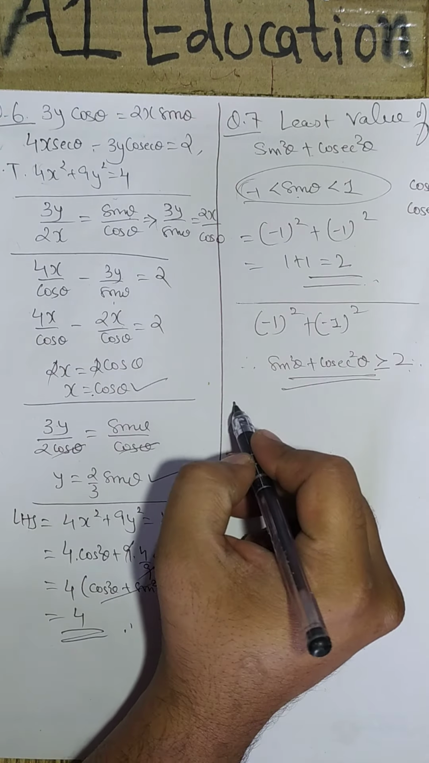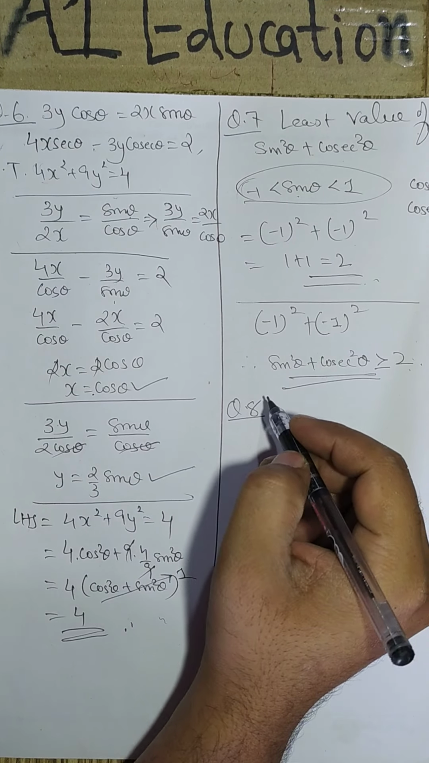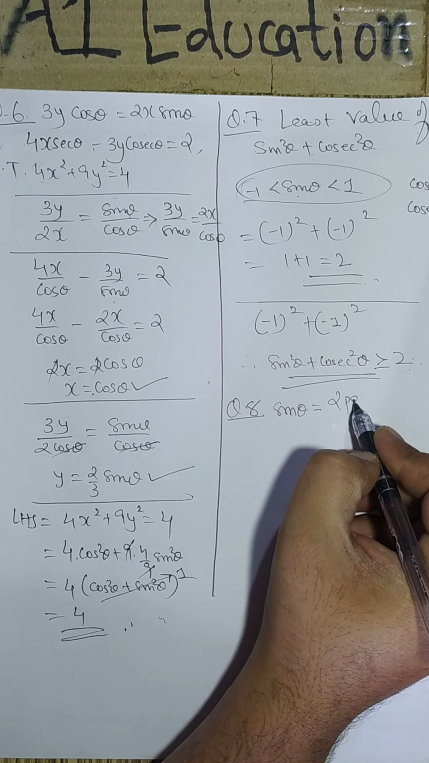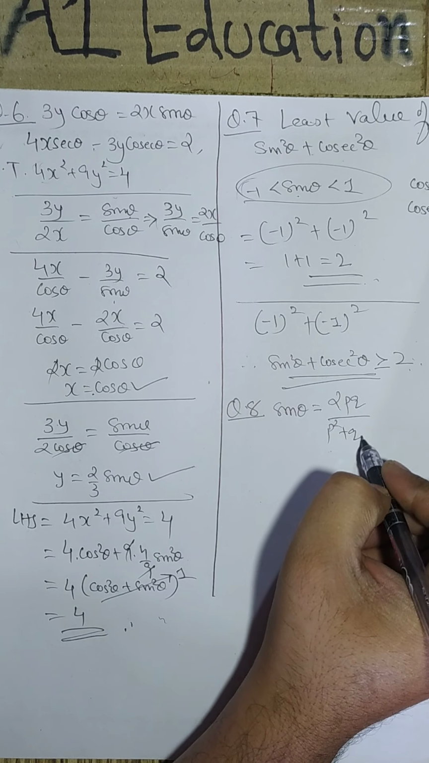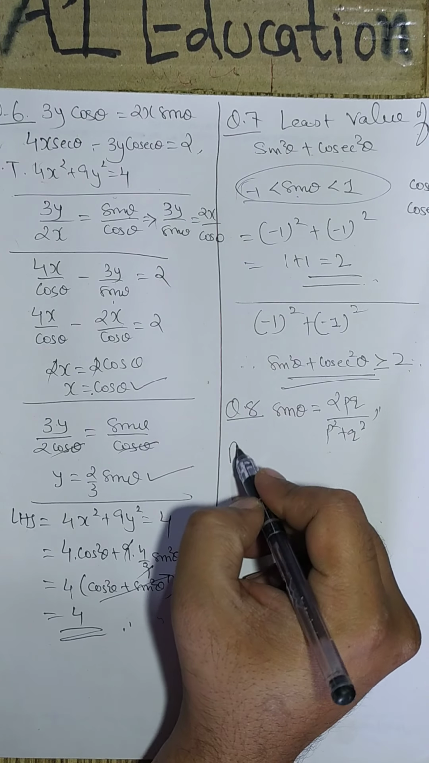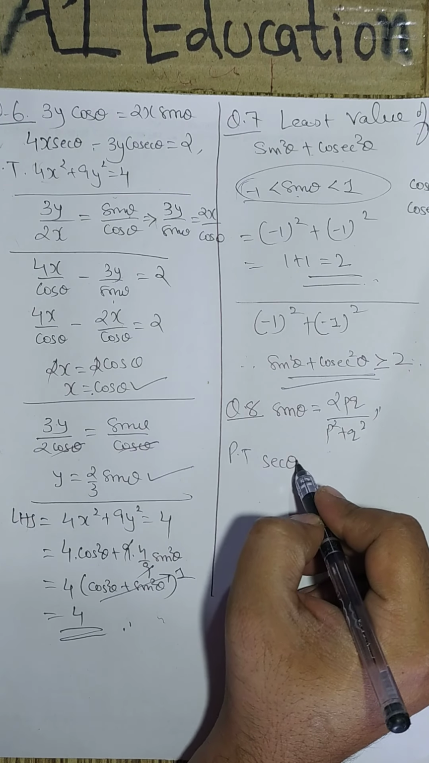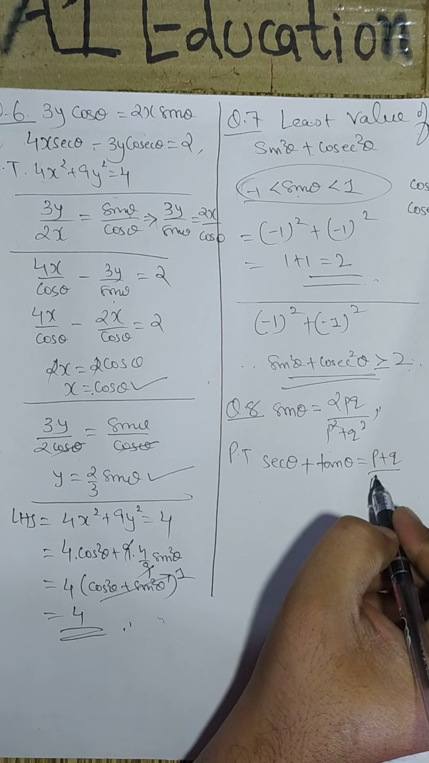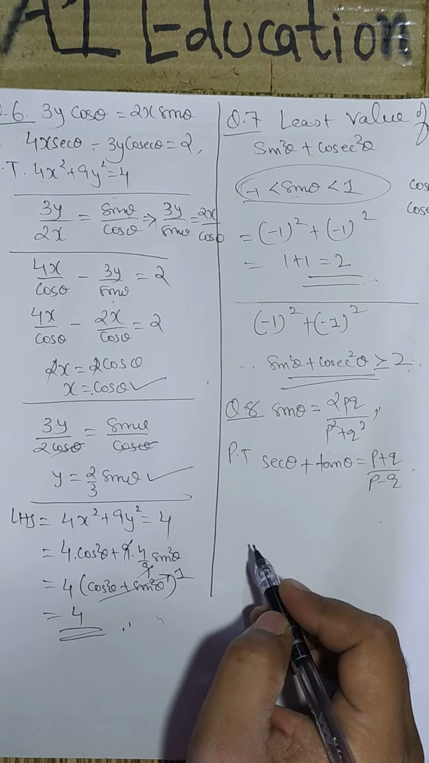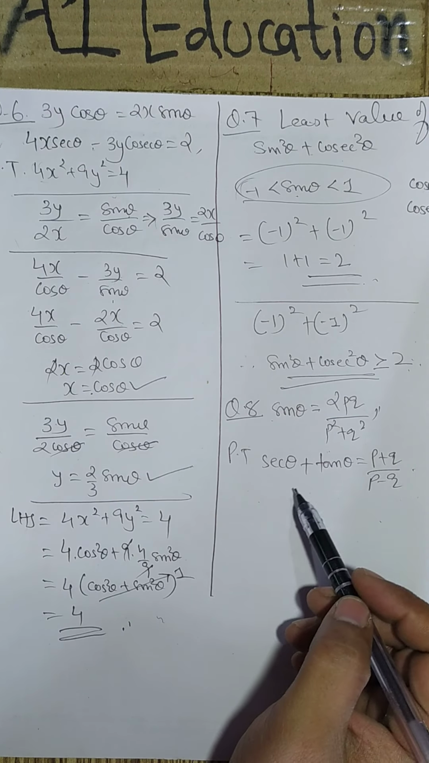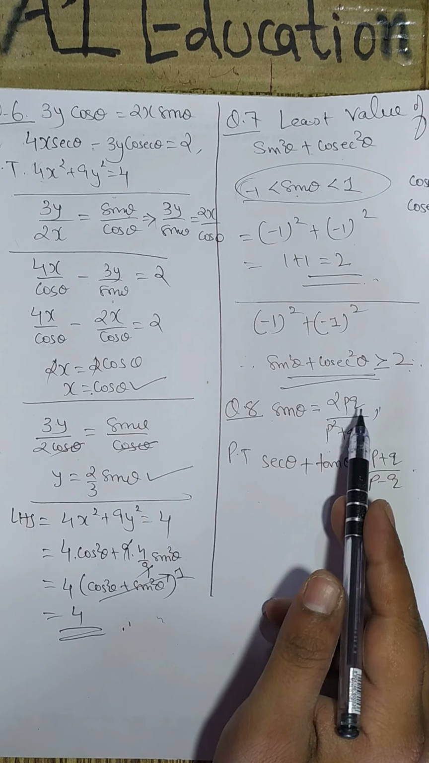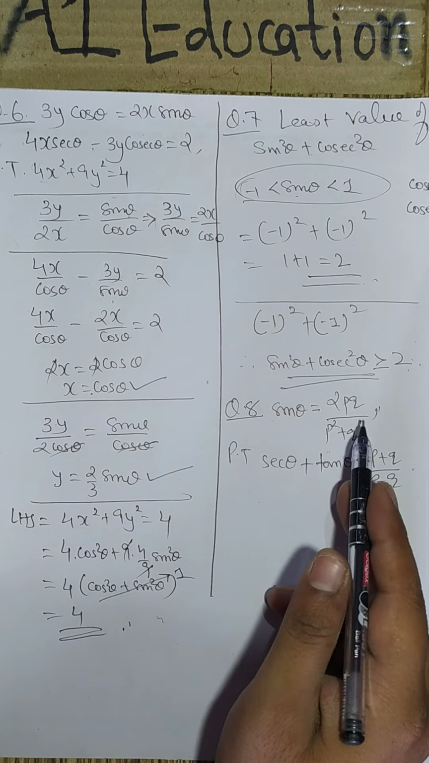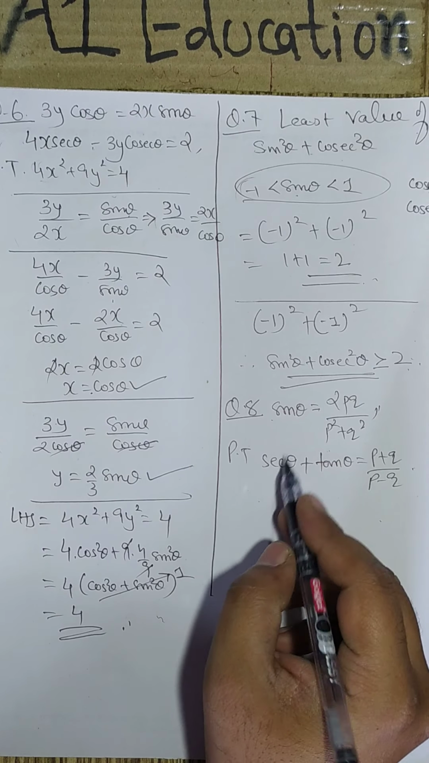Next question which we discuss is, it is given that sin theta is equal to 2pq upon p square plus q square. Then we have to prove that sec theta plus tan theta is equal to p plus q upon p minus q. How to solve this? We know the value of sin theta. We can find out the value of cos theta from this.